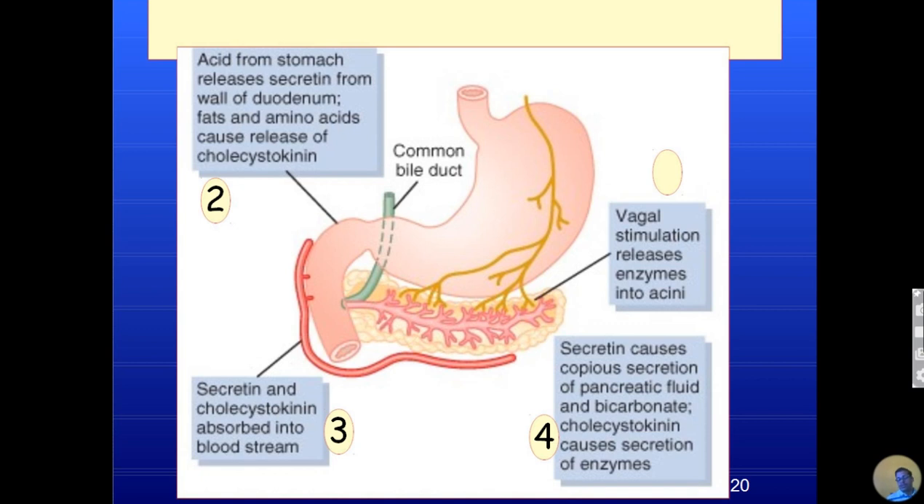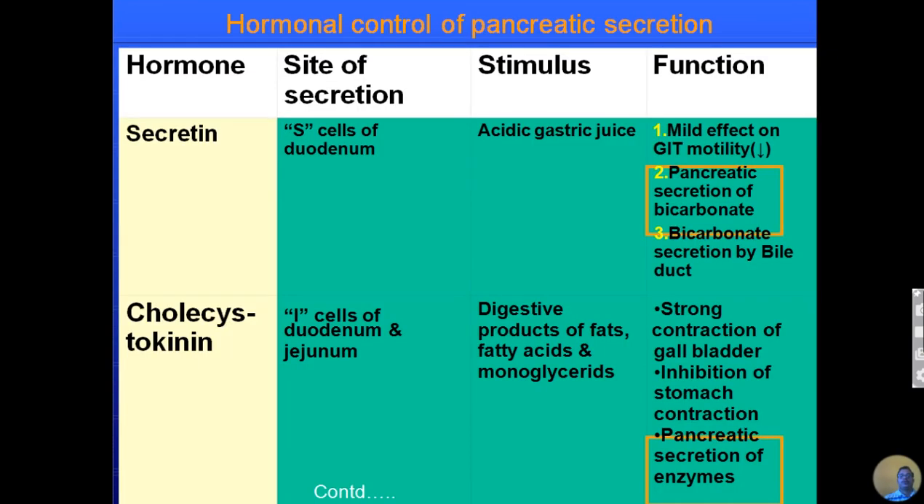Because the first sign or the first reflex which works is the vagal stimulation. Vagal stimulation, as far as the demand goes, where the enzymes are needed, needs to flow. Apart from that are the hormones, which is the secretin, which basically supplies the maximum amount of the enzymes, along with the effect of cholecystokinin.